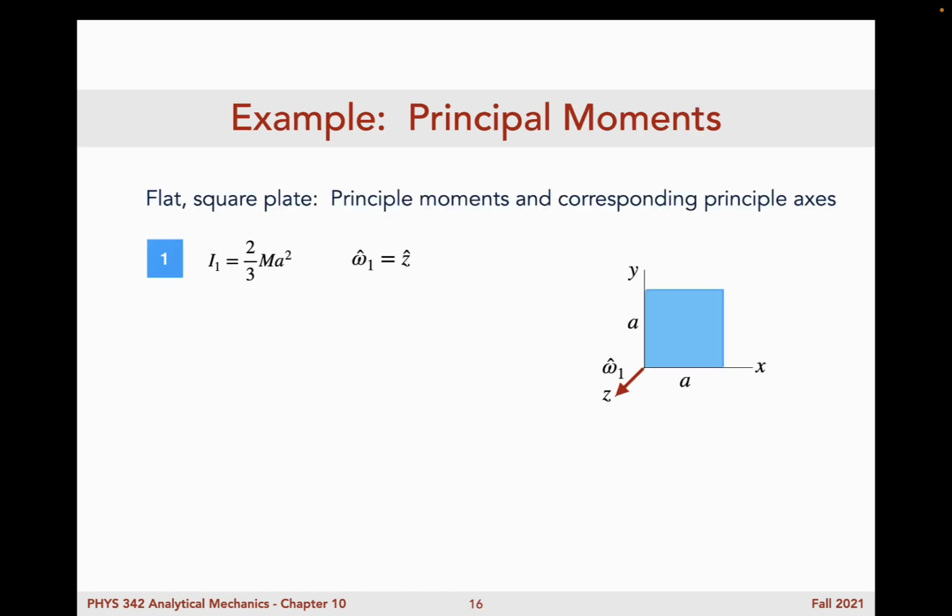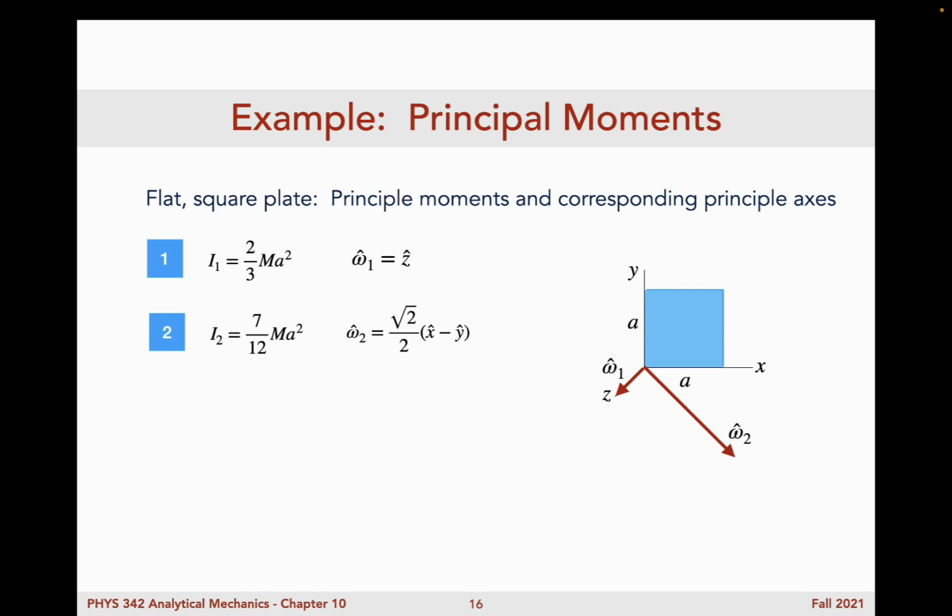So let's summarize what we found. We found that the first eigenvalue was 2/3 ma squared. That's the moment of inertia around this axis. So if our plate is here in the xy plane, the z-axis is coming out perpendicular to that plane. If you spin this square thin plate around the z-axis, you won't require torque, and this will be the moment of inertia around that axis.